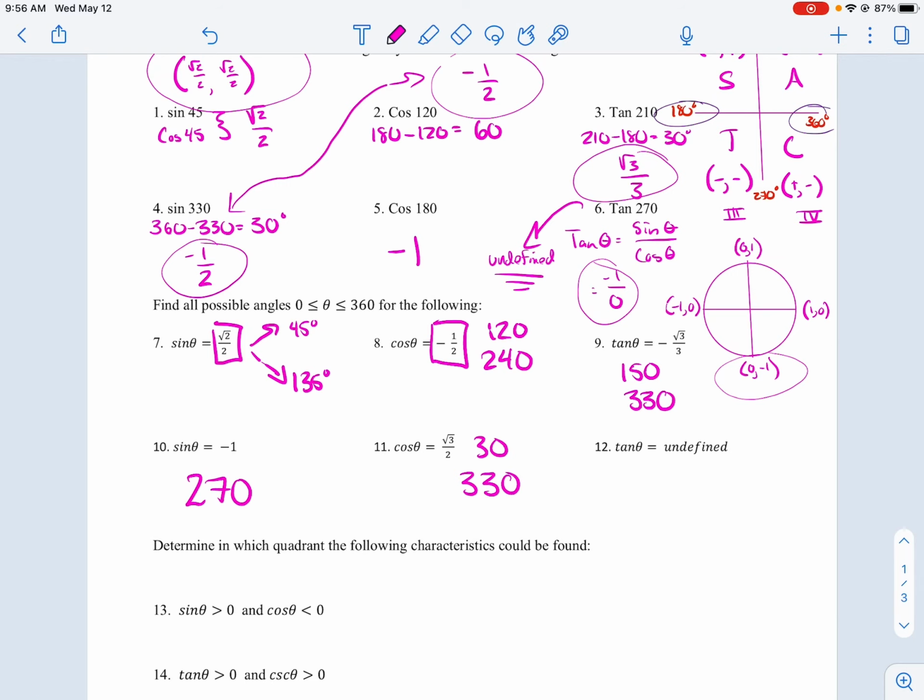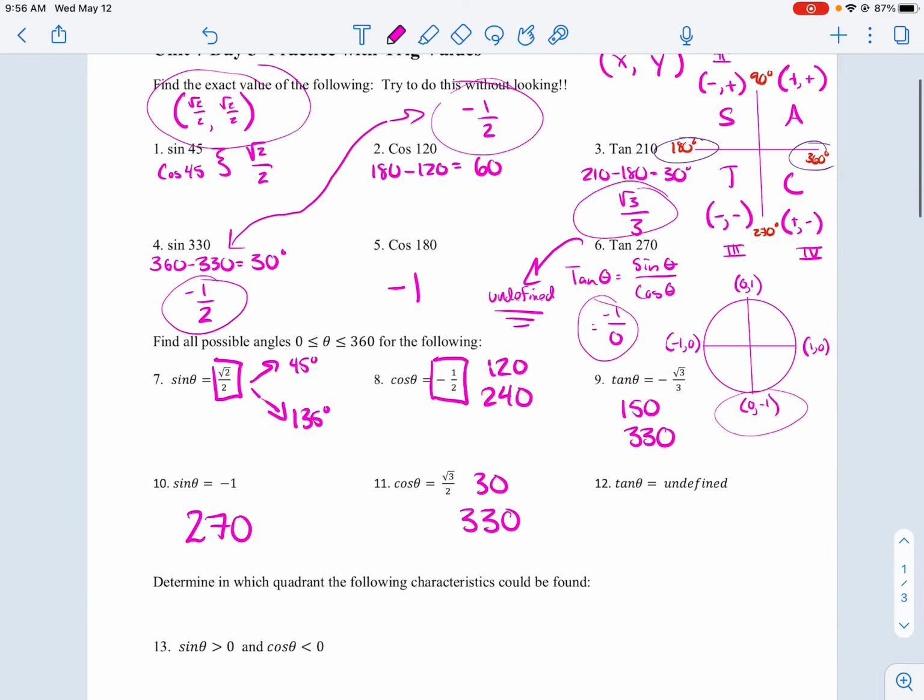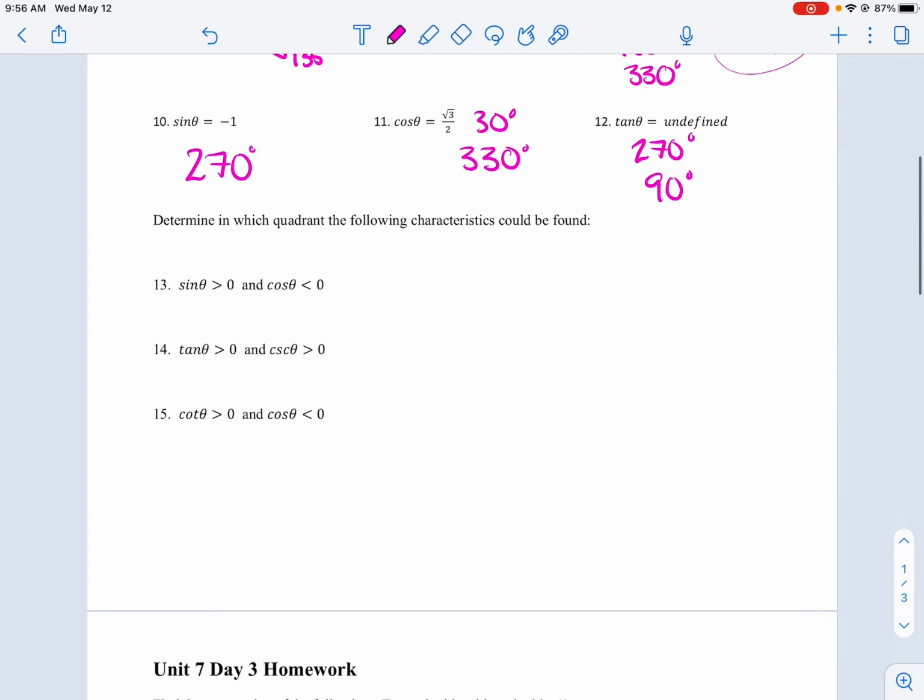Okay, when is the tangent value undefined? When we look up to number 6, we saw that the tangent of 270 is undefined. So there's one. The only other place where you get a sine value of 1 and a cosine value of 0, a 1 over 0 ratio, which you cannot divide by 0, is 90 degrees. So only two places: 270 and 90 degrees. And these are all degrees here. Okay, so the last piece.